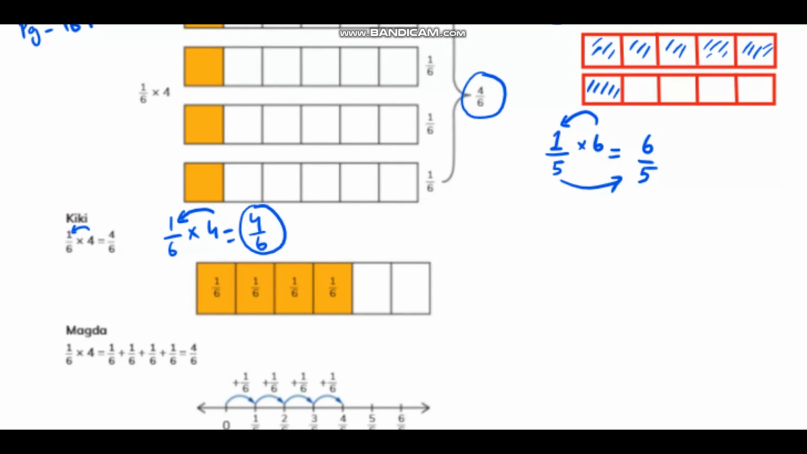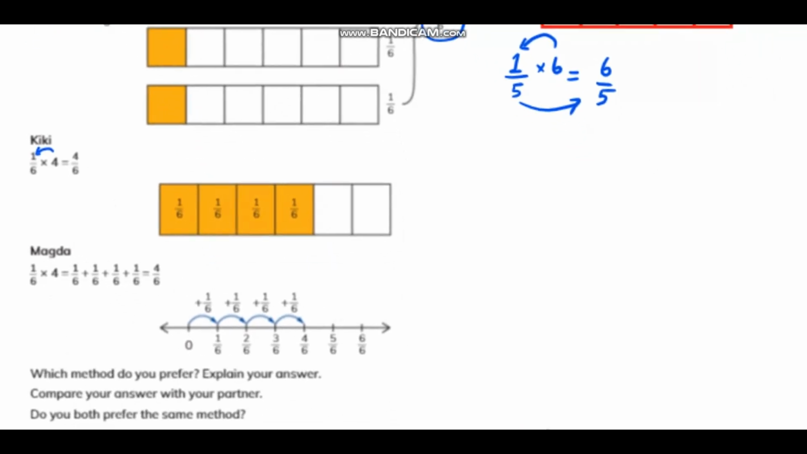4 by 6 means how many total parts do we have? 6. Look, 1 2 3 4 5 and 6. And how many parts do we have to color? 4. 1 2 3 and 4. Okay, this is, I think, the easiest method that we can solve a question. Now let's move to the next one, to Magda.